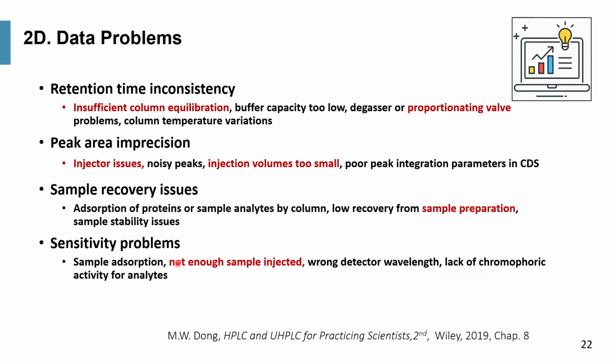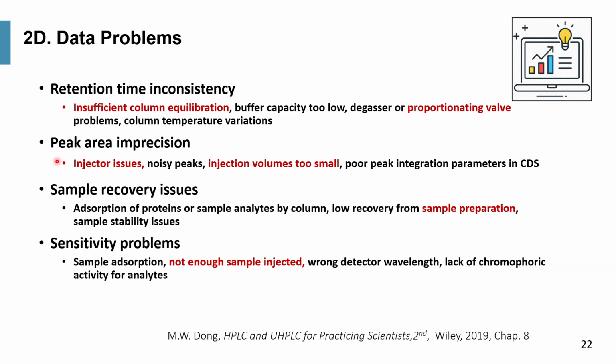This list shows data problems in several categories, such as retention time inconsistency, and shows some of the top causes. Once you know the diagnosis, you know how to fix it. Like if proportioning is bad, then you replace that. Insufficient column equilibration, then you make sure that the column is equilibrated with sufficient time.